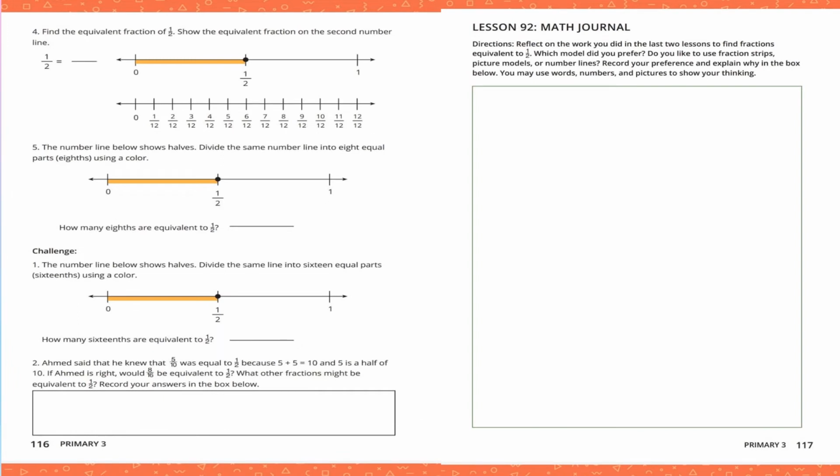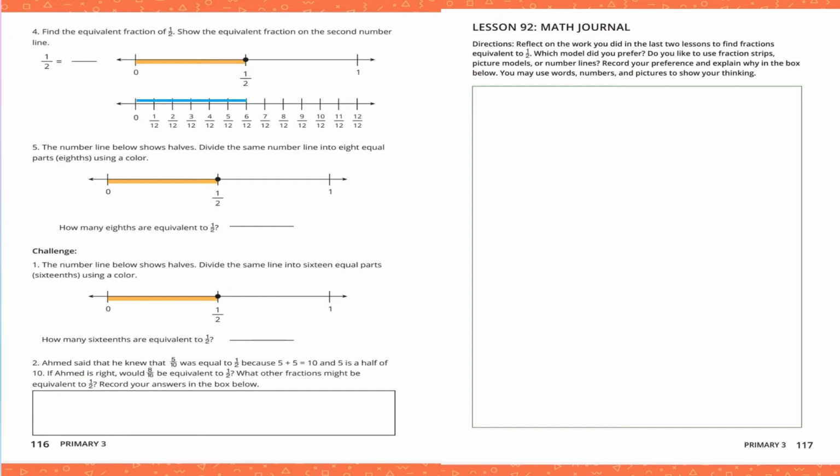Number 4, find the equivalent fraction of 1/2. Show the equivalent fraction on the second number line. 1/2 equals what? Look at the second number line. Which fraction is equivalent to 1/2?